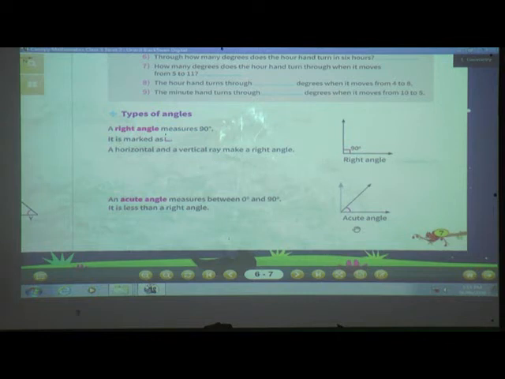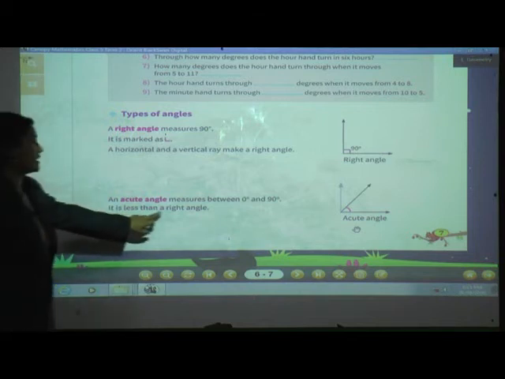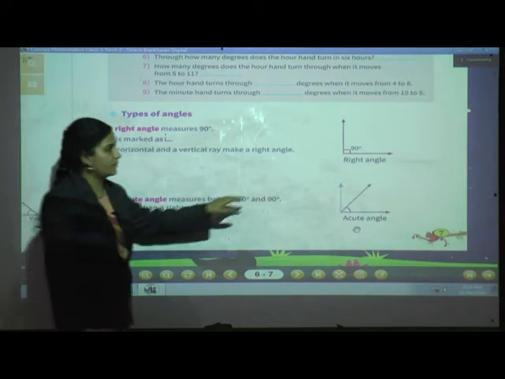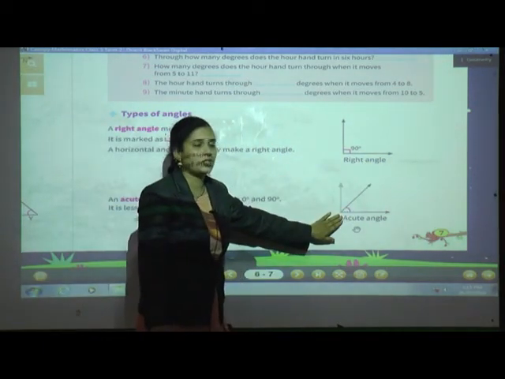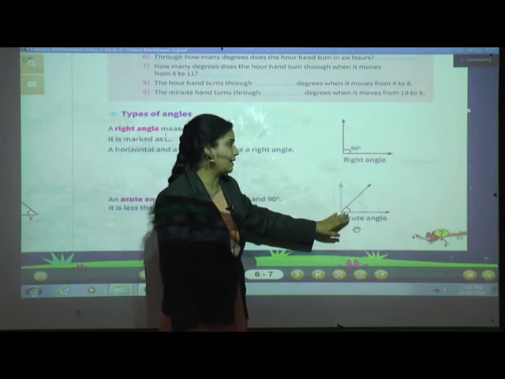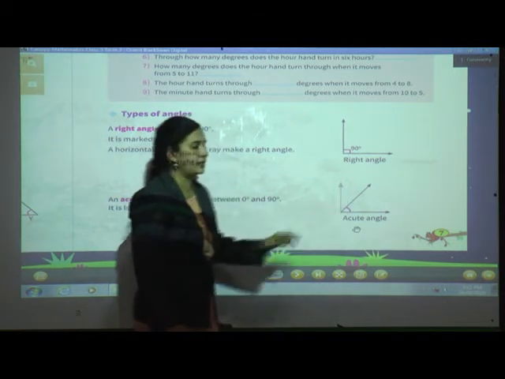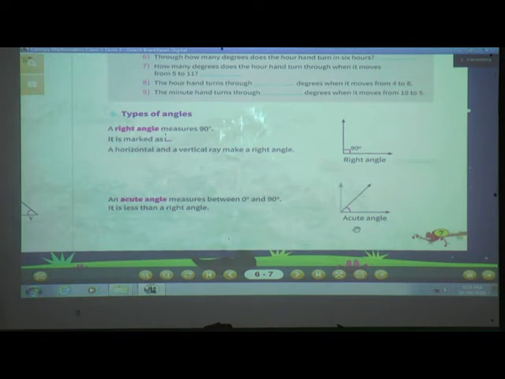Now an acute angle measures between 0 degree and 90 degree. It is less than a right angle. See, here is a right angle, but the acute angle is between 0 degree and 90 degree. It is less than 90 degree. Now, next one.